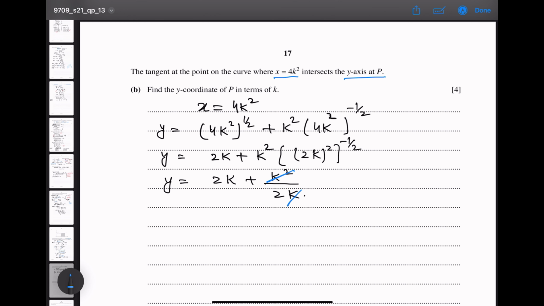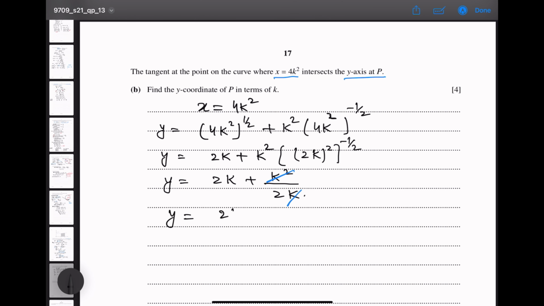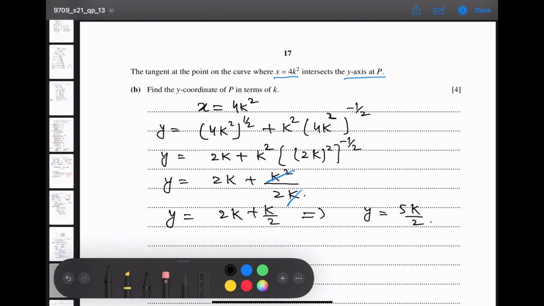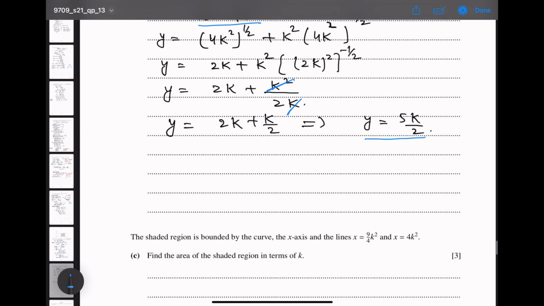Cancel. y will be 2k plus k over 2. This becomes y is equal to 5k over 2. So this is the y coordinate, and this is the x coordinate. Now we have to find the equation of the tangent. Now we also need the gradient of the tangent.